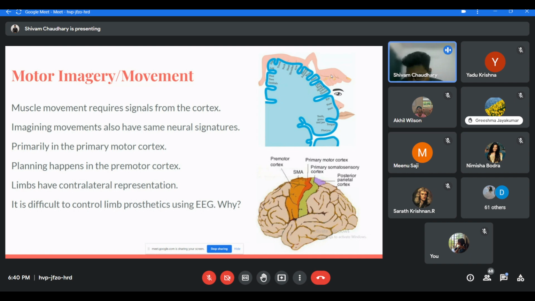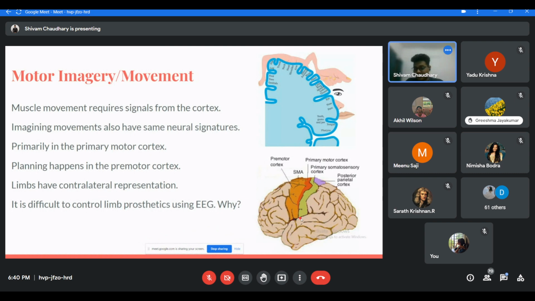You see, this orange part is the primary motor cortex. This is right over here. Even if I'm just imagining opening and closing my fist, it will generate the same neural signatures. All right. The firing pattern inside the brain is the same, even for imagined movements. So it happens primarily in the primary motor cortex, which is this reddish orange part.